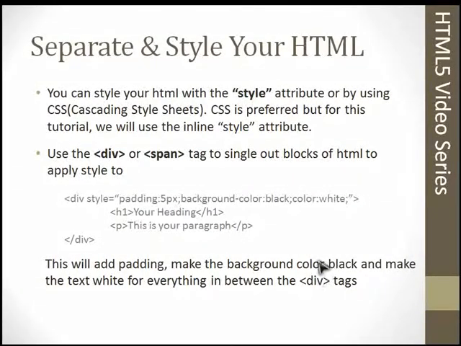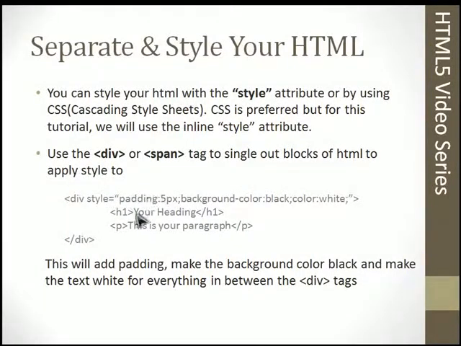To separate certain blocks of HTML, we can use the div tag or the span tag. The biggest difference between these is that the div is a block level element and span is inline. Here we have an example. We're using the div tag and the style attribute, and then we have the selectors and the values. So we have padding, which is 5 pixels. What we have here is an H1 heading and a paragraph.